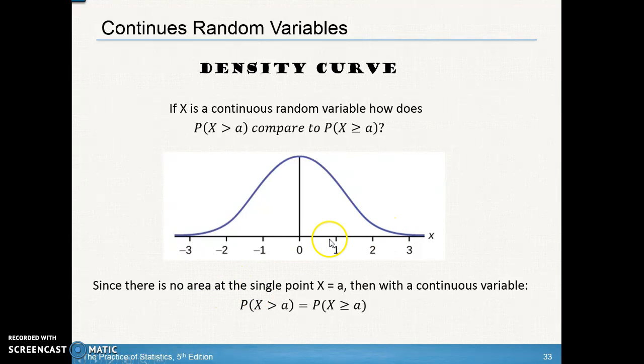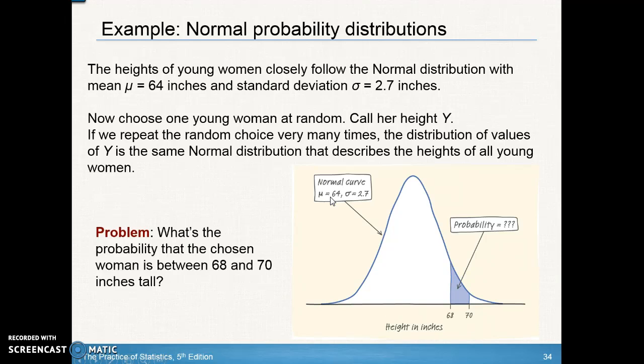Since there's no area at x equals a or x equals 1, that's just a height, then with a continuous random variable, the probability that x is greater than a, or x is greater than 1, is the same as the probability that x is greater than or equal to 1. All right, so they're the same probabilities because at that single point of 1, there's no width, so I can't find that area or that probability.